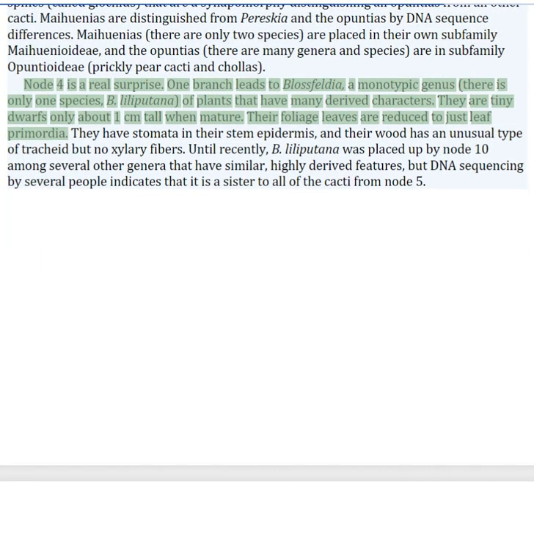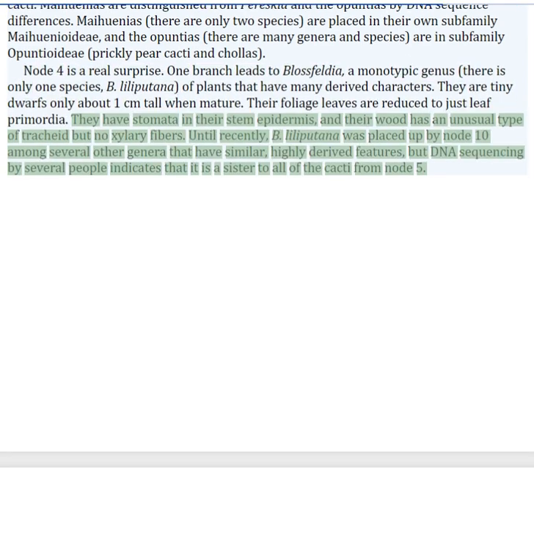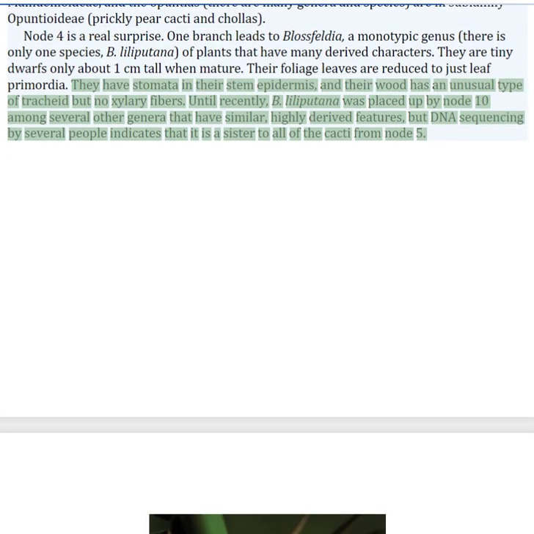Node 4 is a real surprise. One branch leads to Blossfeldia, a monotypic genus of plants that have many derived characters. They are tiny dwarfs only about 1 centimeter tall when mature. Their foliage leaves are reduced to just leaf primordia. They have stomata in their stem epidermis, and their wood has an unusual type of tracheid but no xylary fibers.